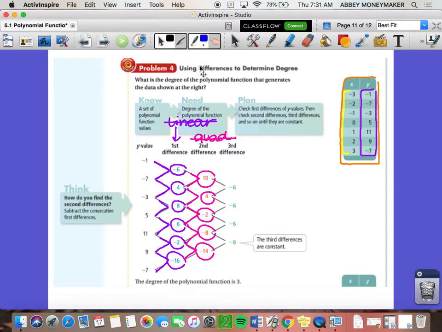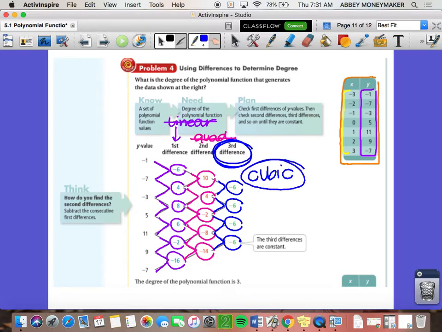Let's keep going. From 10 to 4, you went down 6. From 4 to -2, you went down 6. From -2 to -8, you went down 6. From -8 to -14, you went down 6. So the third difference was where I saw that constant. So this is in fact a representation of a cubic polynomial. Is this tedious? Yes. Difficult? No.